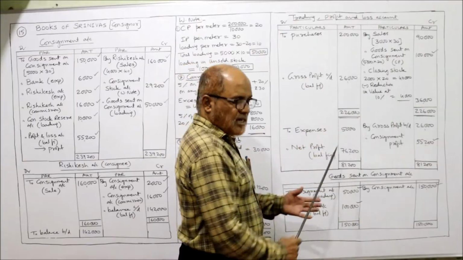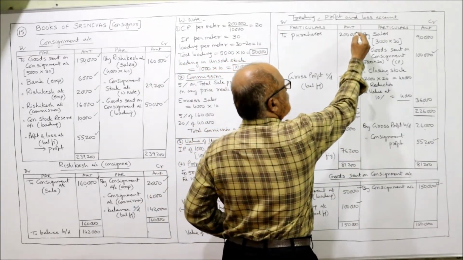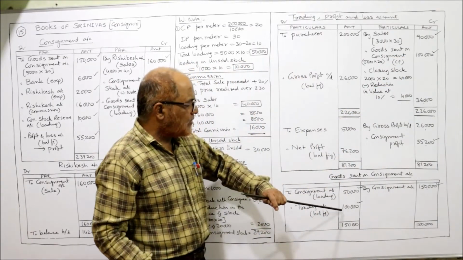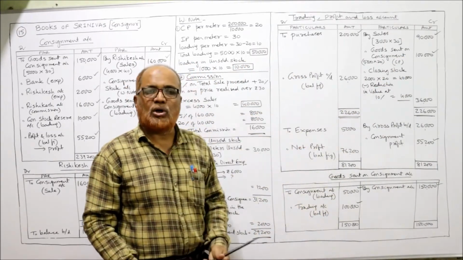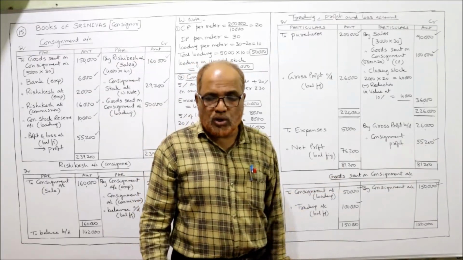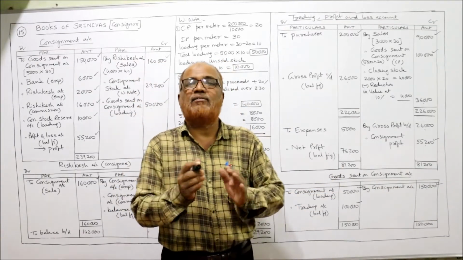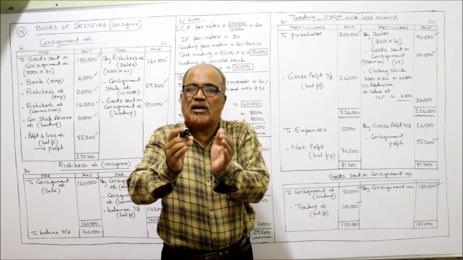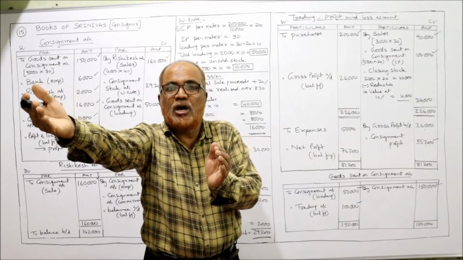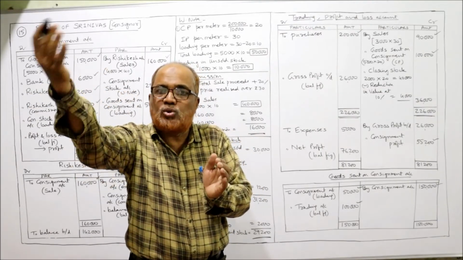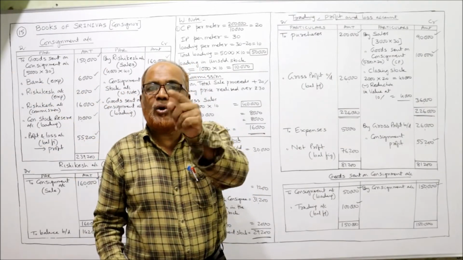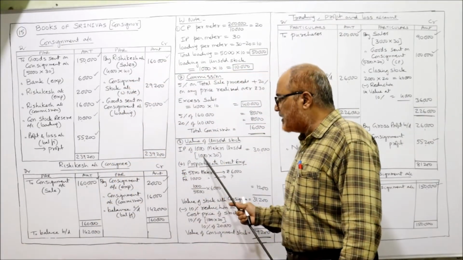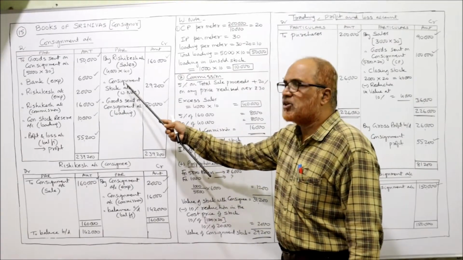Now, goods sent on consignment. We have taken 2 lakh rupees and we have taken sales. Goods sent on consignment, we have transferred from here to here. Now closing stock, in the hands of Srinivas. Actually, out of 10,000, 5,000 meters he has sent to Rishikesh. Out of 5,000, Rishikesh sold 4,000. 1,000 is the closing stock. So that 1,000 meters we have already taken here as consignment stock.